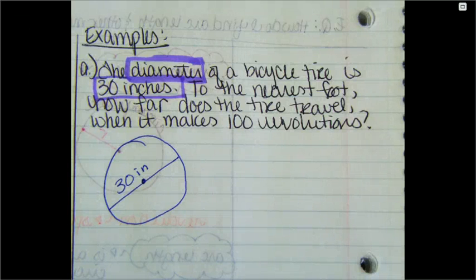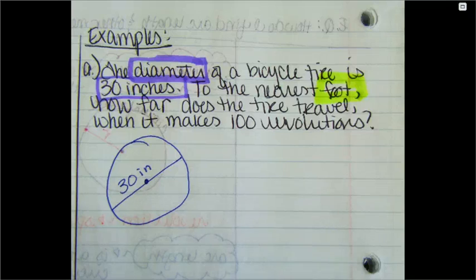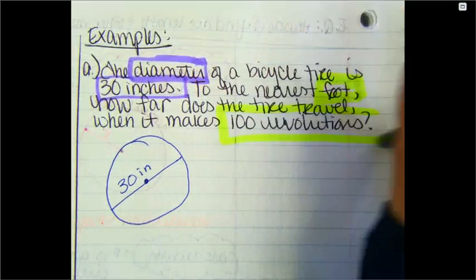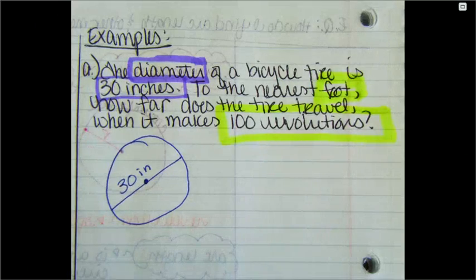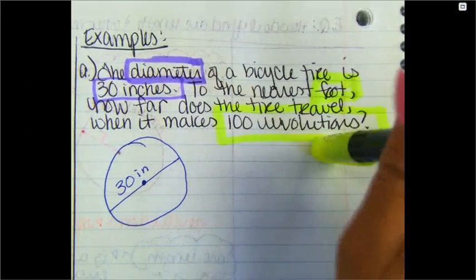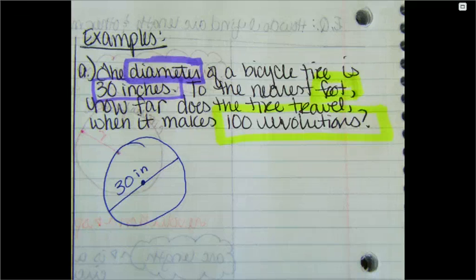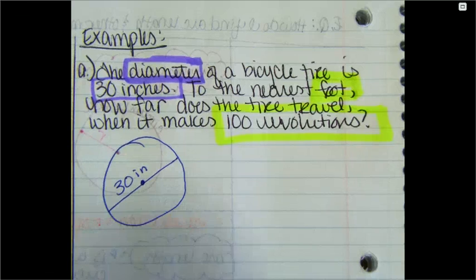Let's keep reading. To the nearest foot, how far does the tire travel when it makes 100 revolutions? Key words in that sentence: foot. What else? 100 revolutions. When it's asking revolutions, what is it asking for? How many times it goes all the way around? 100 times. So you're taking the tire and you're turning it 100 times. So we're seeing how far it traveled. Make sense?